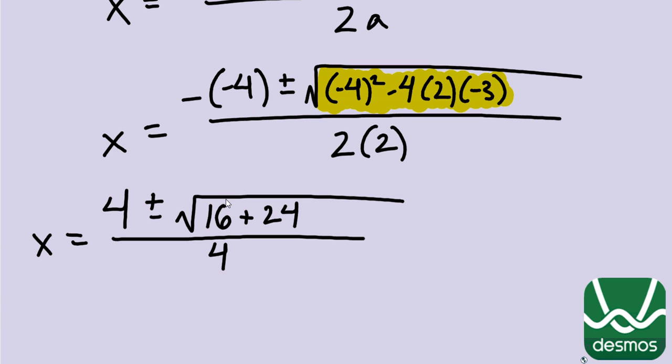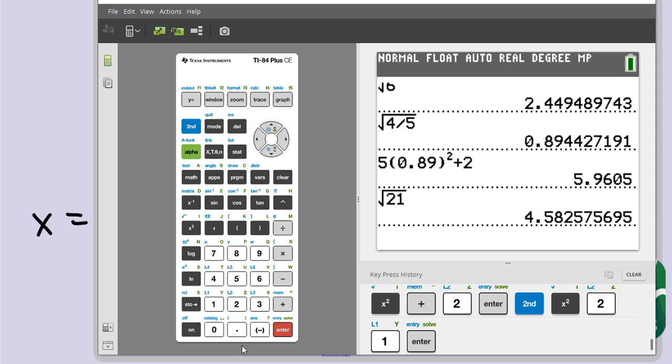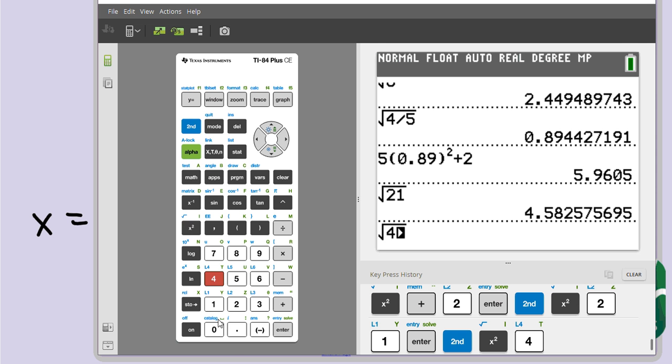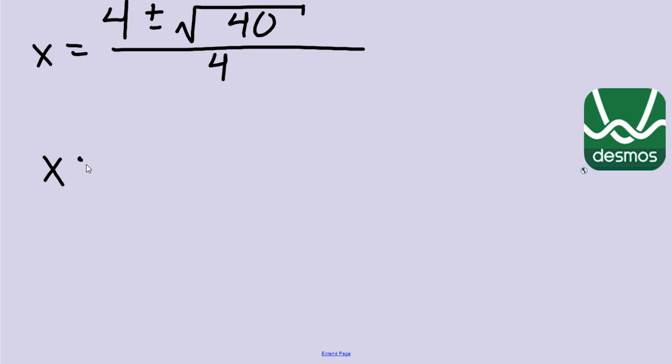Now I can do this without having to rewrite everything. 16 plus 24, let's just do that right now. That's 40. If you wanted to rewrite it all as one step, go ahead and do so. But I'm going to just write it as that. So this just becomes the square root of 40. If you want to, write it down as a whole other step. Okay? Now I need the square root of 40. That is not a perfect square, so I'm going to have to use a decimal approximation. Square root of 40, 6.32. So x equals 4 plus or minus 6.32 all divided by 4.